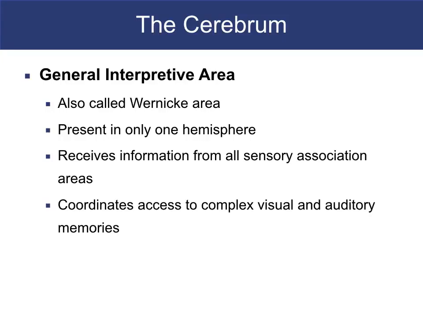The GIA, general interpretive area, is also called the Wernicke area. This thing here, it says it's only in one hemisphere. That doesn't mean it looks any different from the outside. The general interpretive area is this area that receives all of that sensory information that we were just talking about. It helps us to do complex things, both visually and auditory, and remember things as well.